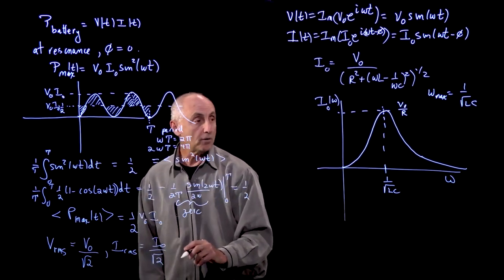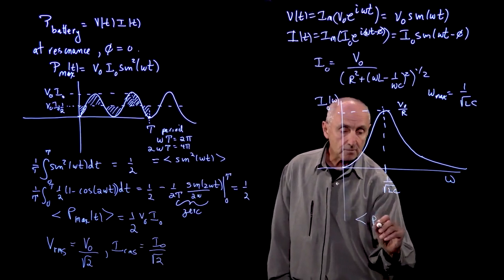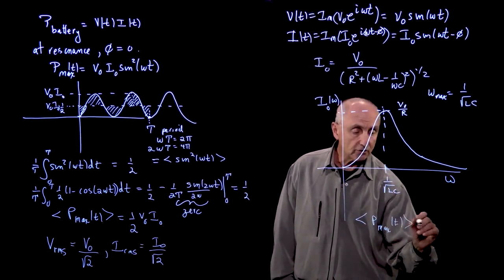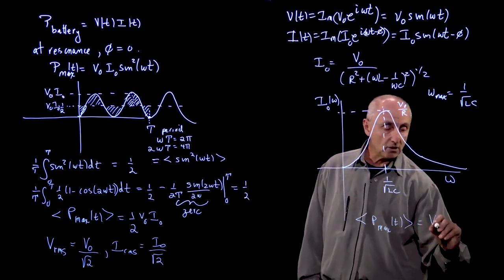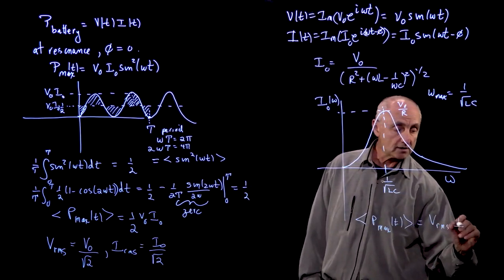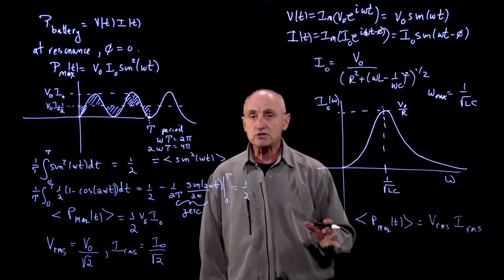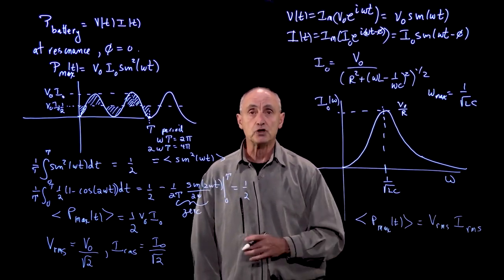And so our bottom line, we can say it this way, is that the maximum time average power delivered at resonance by the battery is just equal to V root mean square times I root mean square. And this reminds us of just how power is delivered by a battery in a DC circuit, voltage times current.